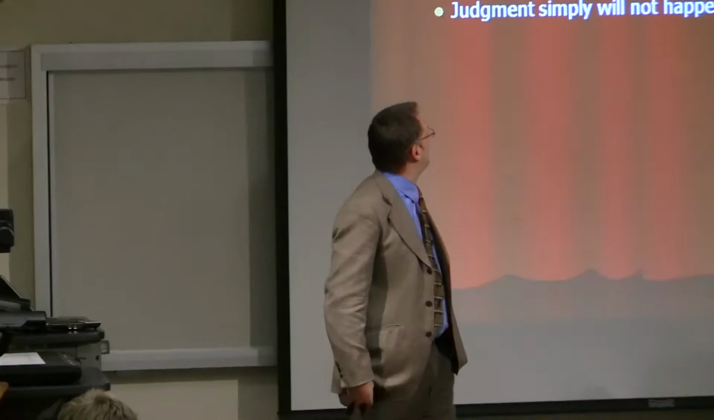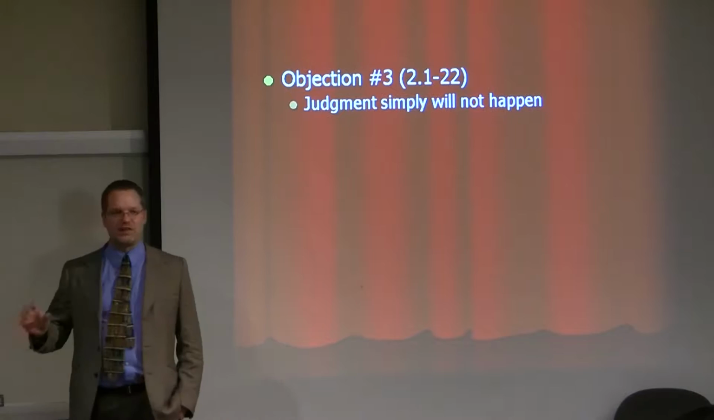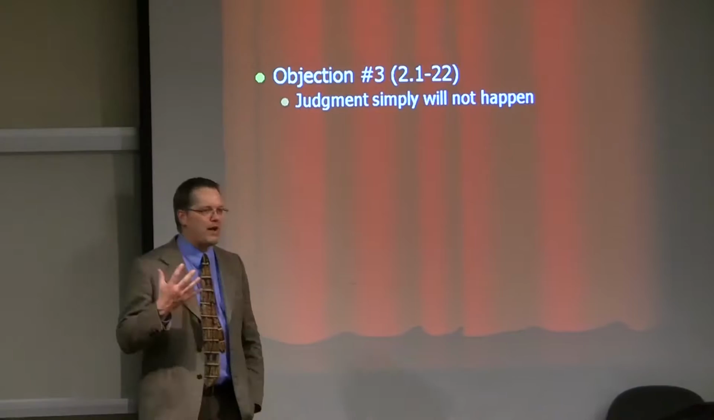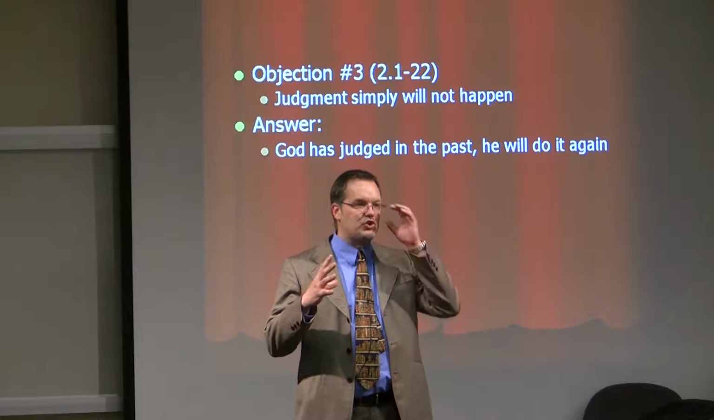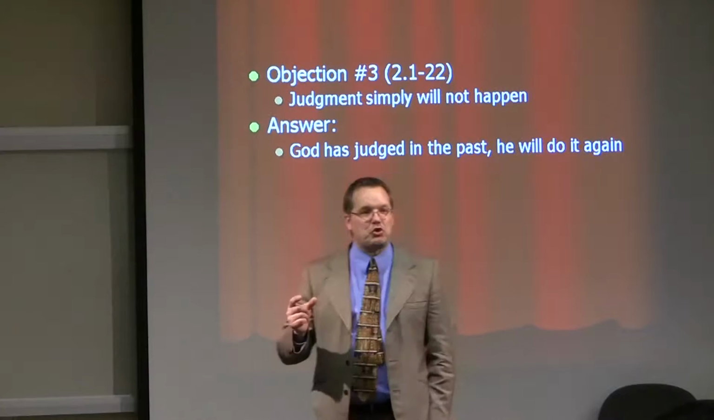Objection number three, judgment simply will not happen, in chapter two. Peter's response to that, and I won't read this section, seems to suggest the teachers were simply arguing that it's just logically and theoretically impossible and pragmatically impossible that judgment would take place. What Peter does in chapter 2 is actually accumulate a number of Old Testament stories. If you go back and read 2 Peter 2, you'll just see one story after another from the Old Testament, almost kind of an Old Testament survey. But what it is, it's a story of how God has intervened and judged in the history of Israel.